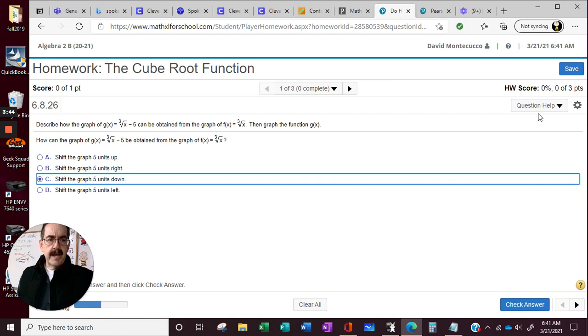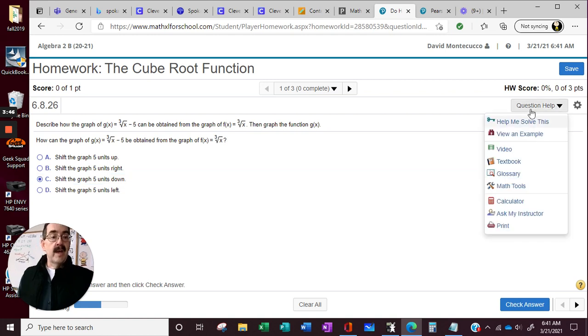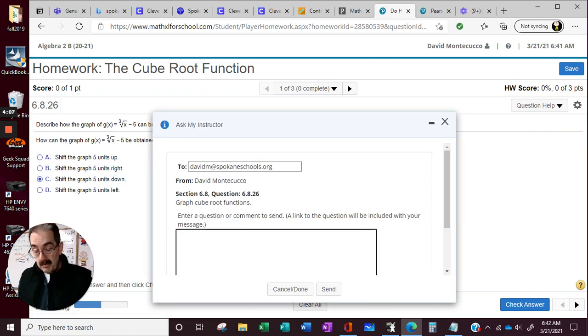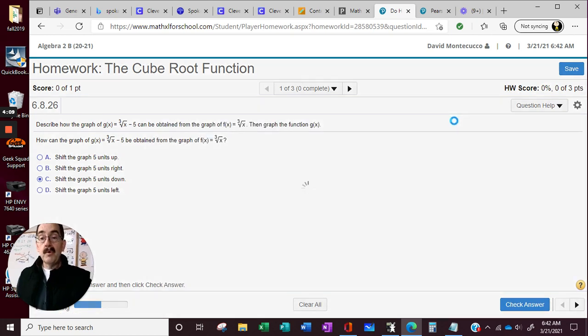Before I hit check answer, don't forget, if you haven't been here, we love the question help. It will actually help us solve it. It will view an example on how to solve it. This one has a video on how to solve it. And I don't like the calculator that's offered here. Ask my instructor: you click here and it automatically lets me know, by you sending it to me, which problem you're on.